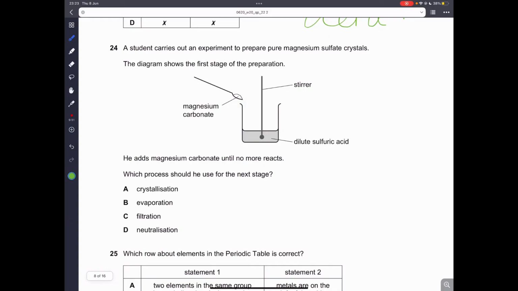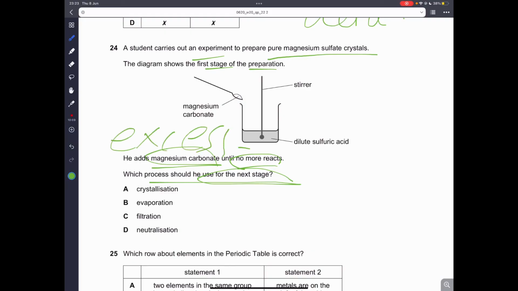Question 24. A student carries out an experiment to prepare pure magnesium sulfate crystals. The diagram shows the first stage of the preparation. He adds the magnesium carbonate until no more reacts. Which process should he use next? Adding magnesium carbonate until no more reacts means he is adding in excess, and when you add in excess, you have to remove it when the reaction is done. And how do you remove the insoluble excess?